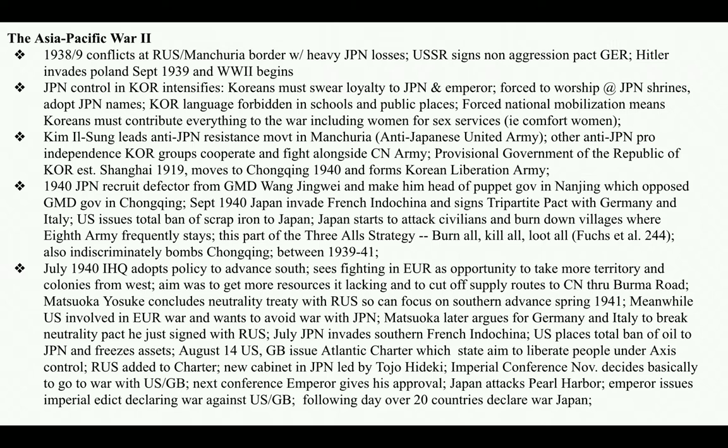They were unable to respond to U.S. diplomatic calls for Japan to withdraw from China at this point. Military leaders in control of the country had just felt that Japan had invested too much in China, and it was unable, it felt, to withdraw from China and thus acquiesce to U.S. demands. And the emperor gave his approval for the war with the U.S. and Great Britain, and Japan attacked Pearl Harbor in December. The emperor then issued the imperial edict declaring war against the U.S. and Great Britain, and the following day, over 20 countries declared war on Japan.